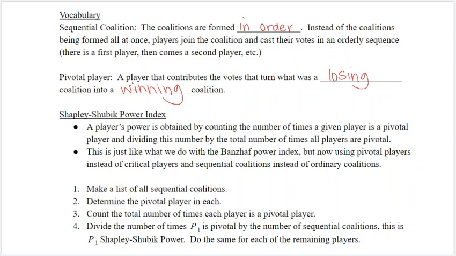So here are the steps. First, you make a list of all sequential coalitions. You determine the pivotal player in each, count the number of times each player is a pivotal player, and divide that. So for example, you divide the number of times P1 is pivotal by the number of sequential coalitions, and this will give you the power of P1 according to the Shapley-Shubik power index.